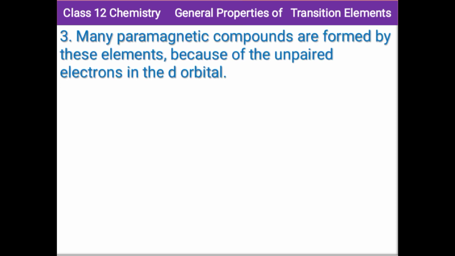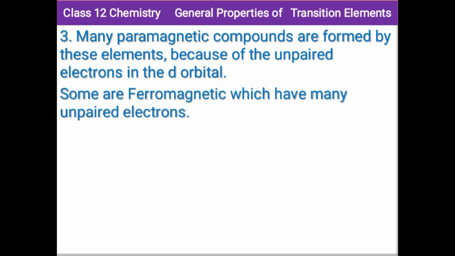Number 3, many paramagnetic compounds are formed by these elements because of the unpaired electrons in the d orbital. Students, paramagnetic compounds are those which are slightly attracted by a magnetic field. When they are inside the magnetic field, they show attraction, but when they are taken out of the magnetic field, they don't show magnetic properties.